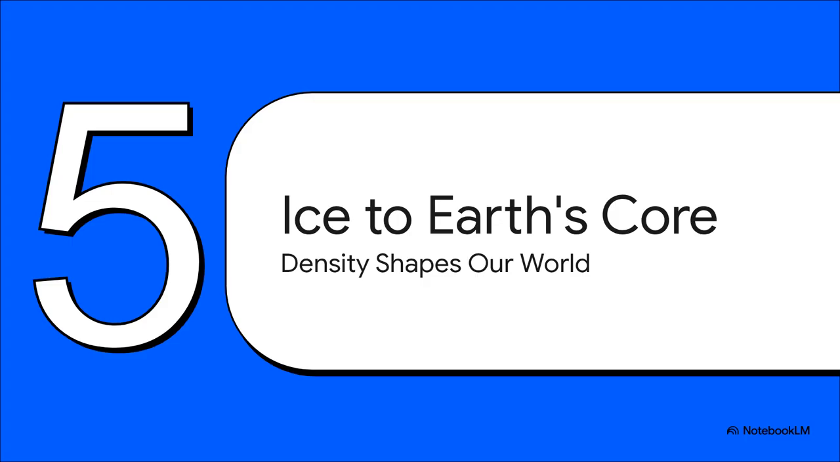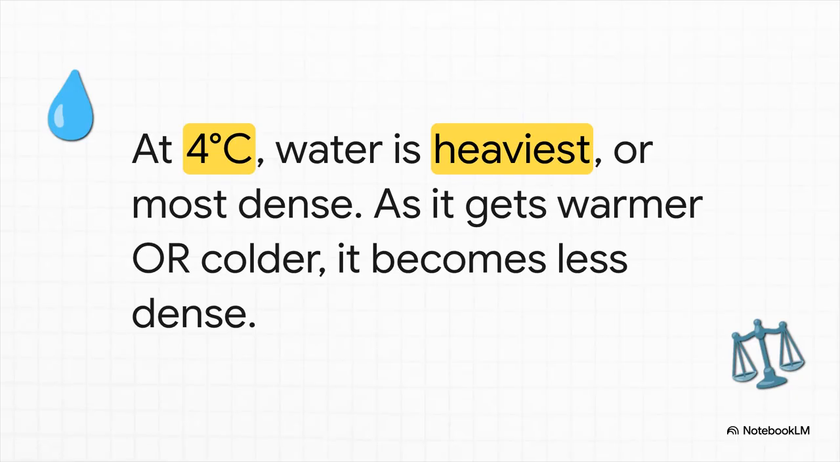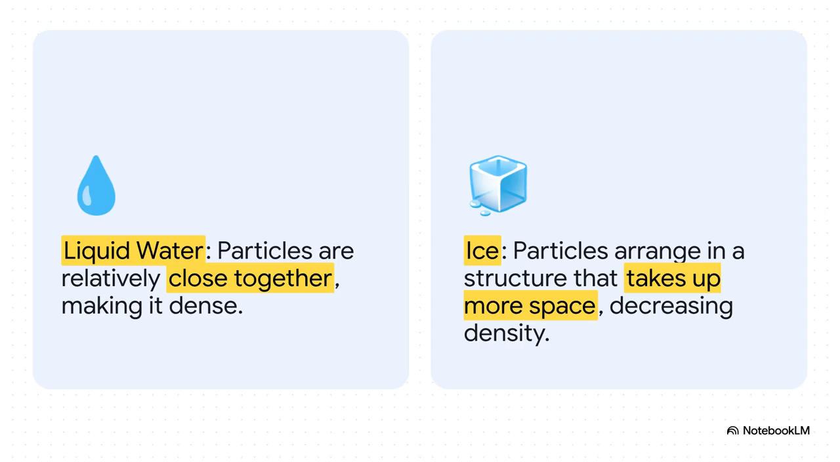Density literally shapes our entire world, from why ice floats on water all the way to the very structure of our planet. And a big part of that story begins with water. Believe it or not, it all comes down to a very specific temperature for water, 4 degrees Celsius. This number is incredibly important. At 4 degrees Celsius, water is at its absolute heaviest, its most dense. What's super weird is that if it gets any warmer or any colder than that, it actually starts to expand and become less dense.